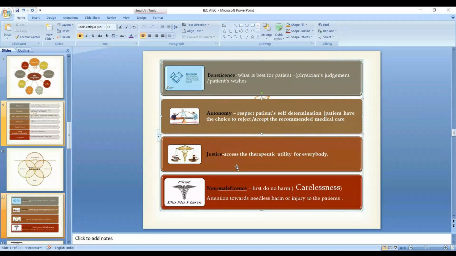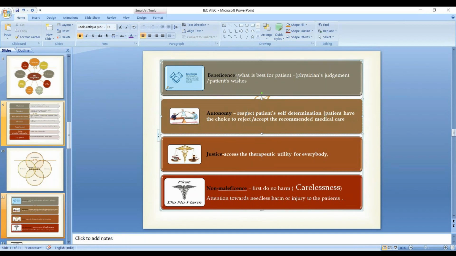The next one is non-maleficence. It is a very important part under the ICMR guidelines. What it says is that you have to take care that whatever you are choosing, it should not do any harm. First, do not harm. Once you are saying beneficence, what is the best for the patient you are taking care of?